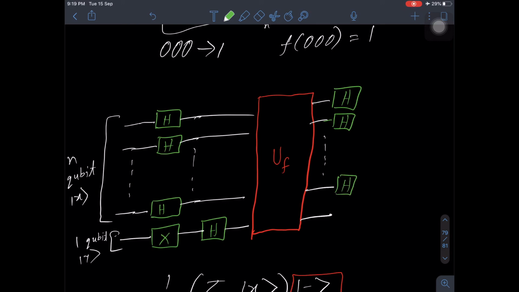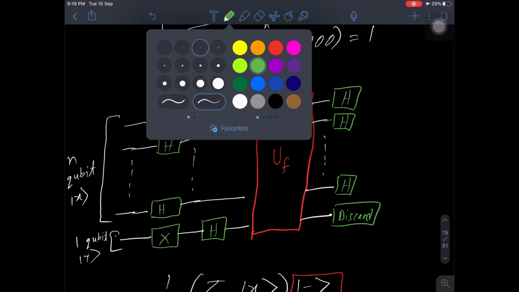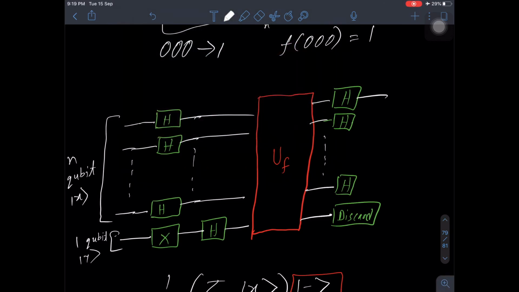And now I will not need this extra output qubit anymore. Why? We will see that. So what I'm trying to say is that I'll discard. I will not care about this qubit anymore. Okay, but what I'm trying to say is that after going through these Hadamards, you will go back to the initial state as before.